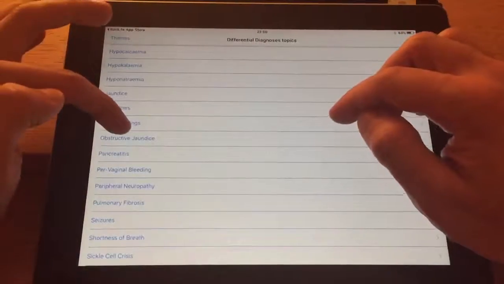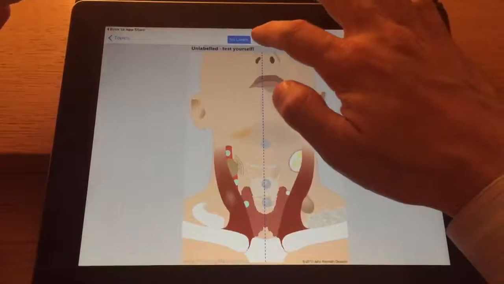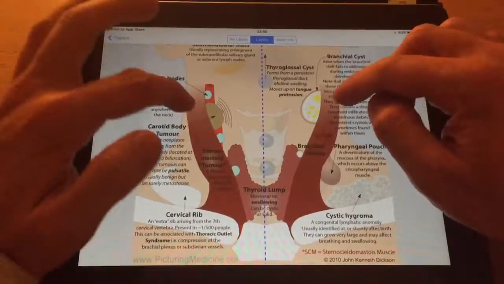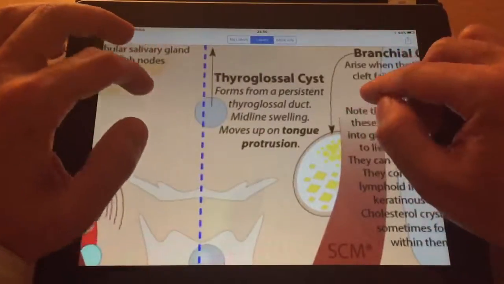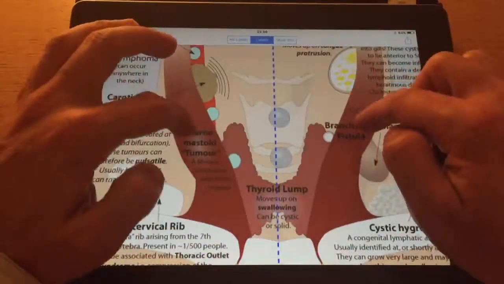And examples of the types of things. Here's a picture showing the different causes of swellings in the neck, and the picture can be labelled and it can be unlabelled, and of course you can zoom into the picture to see a bit more information about the different causes of a swelling in the neck.